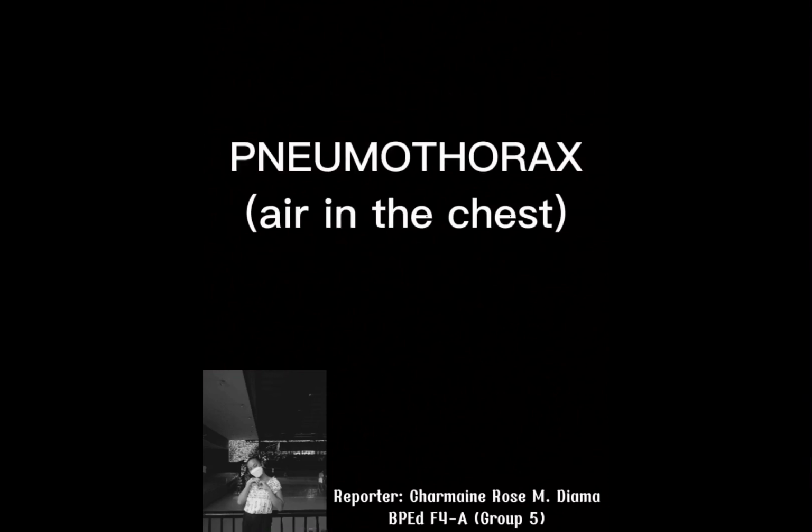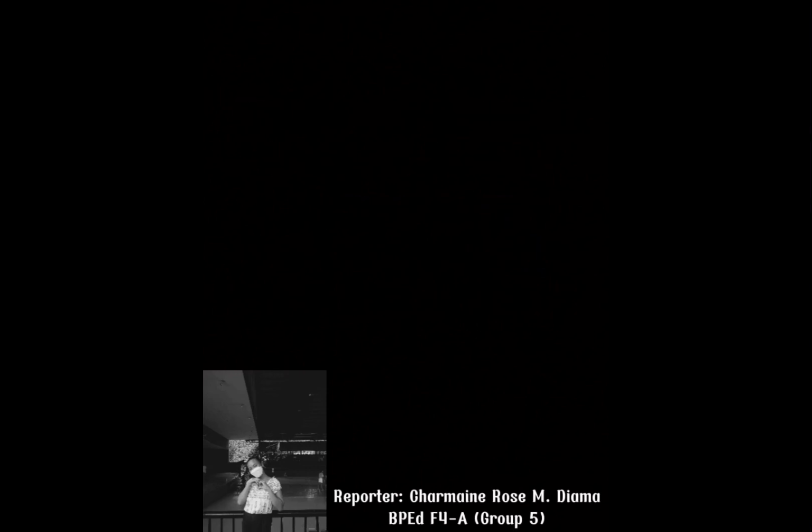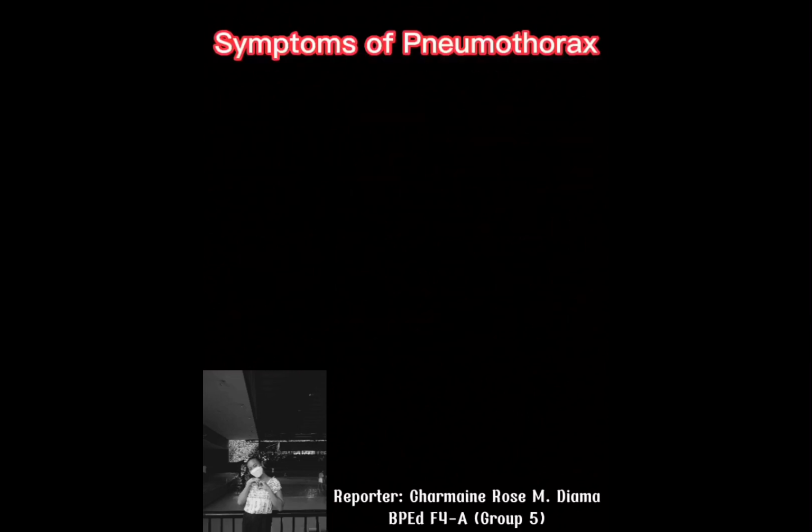Pneumothorax, air in the chest. Why do we call this air in the chest? Because pneu means air, and thorax means chest. What is pneumothorax? A pneumothorax is a collapsed lung. It occurs when air leaks into the space between your lung and chest wall. This air pushes on the outside of your lung and makes it collapse. A pneumothorax can be a complete lung collapse or a collapse of only a portion of the lung.